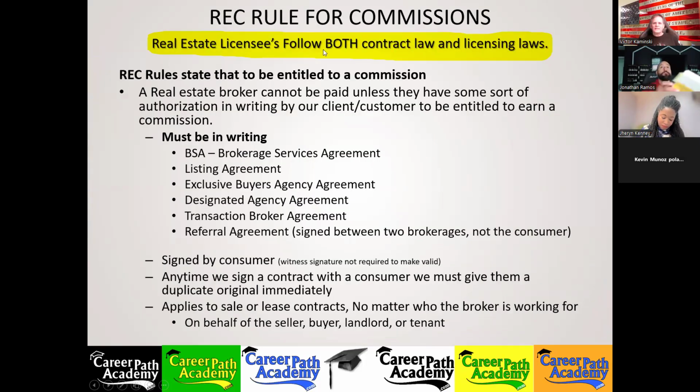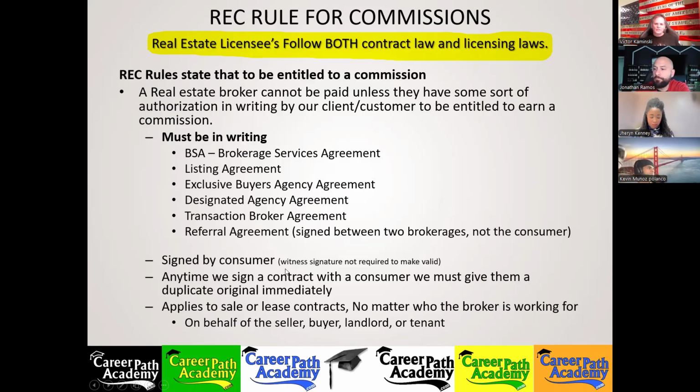So real estate licensees follow both contract law and licensing laws. The REC rules state that to be entitled to a commission, a real estate broker cannot be paid unless they have some sort of authorization in writing by our clients or customer. That could be in a brokerage service agreement, a listing agreement, an exclusive buyer's agency agreement, or designated agency, transaction broker, or referral agreement.